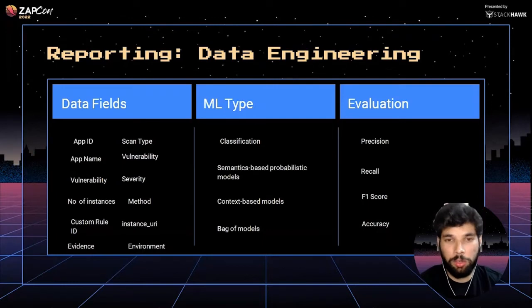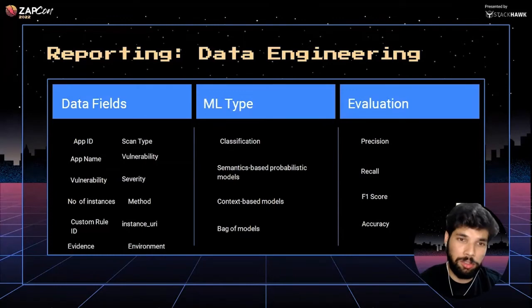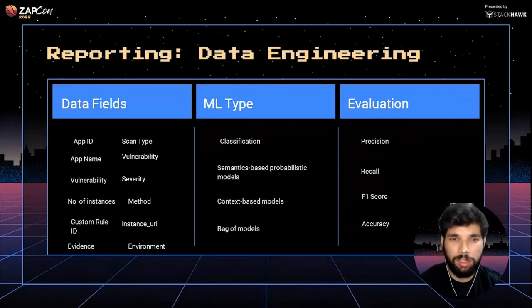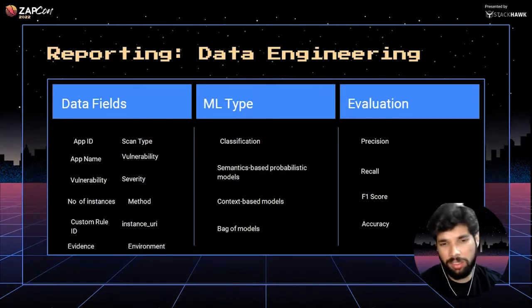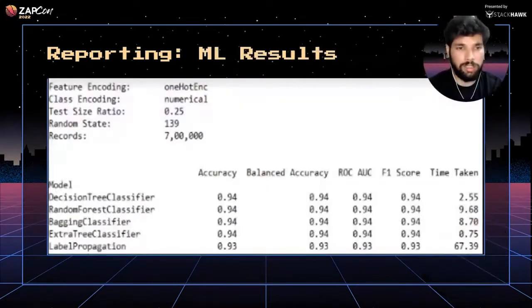So if it's a custom rule ID, and if it's belonging to, let's say, a specific business unit, right? So what would be the true positive confidence? Would it drop or would it increase based on all these context-based parameters? So we felt these were some of the important things apart from the usual parameters that ZAP gives out. So we did a lot of classification, semantics-based models. So we did a lot of them, and our usual evaluation metrics actually gave us a lot of good results, which I will show in the next slide, right?